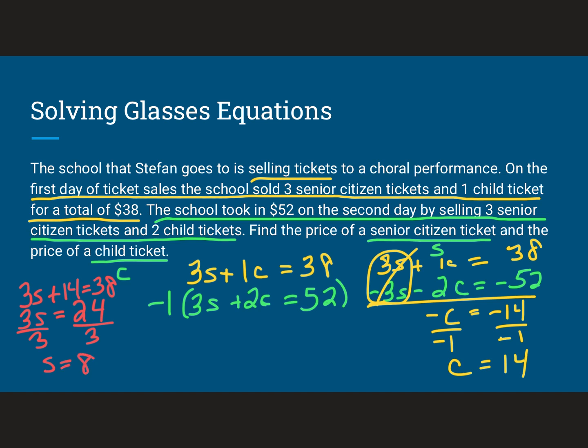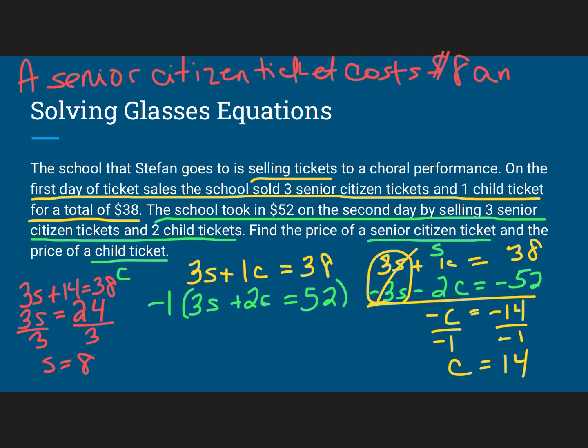So again, the last thing we have to remember is we always write answers to word problems as words. A senior citizen ticket, S, costs $8. And a child ticket costs $14. Okay, so go ahead and work on these, and I will see you in class.